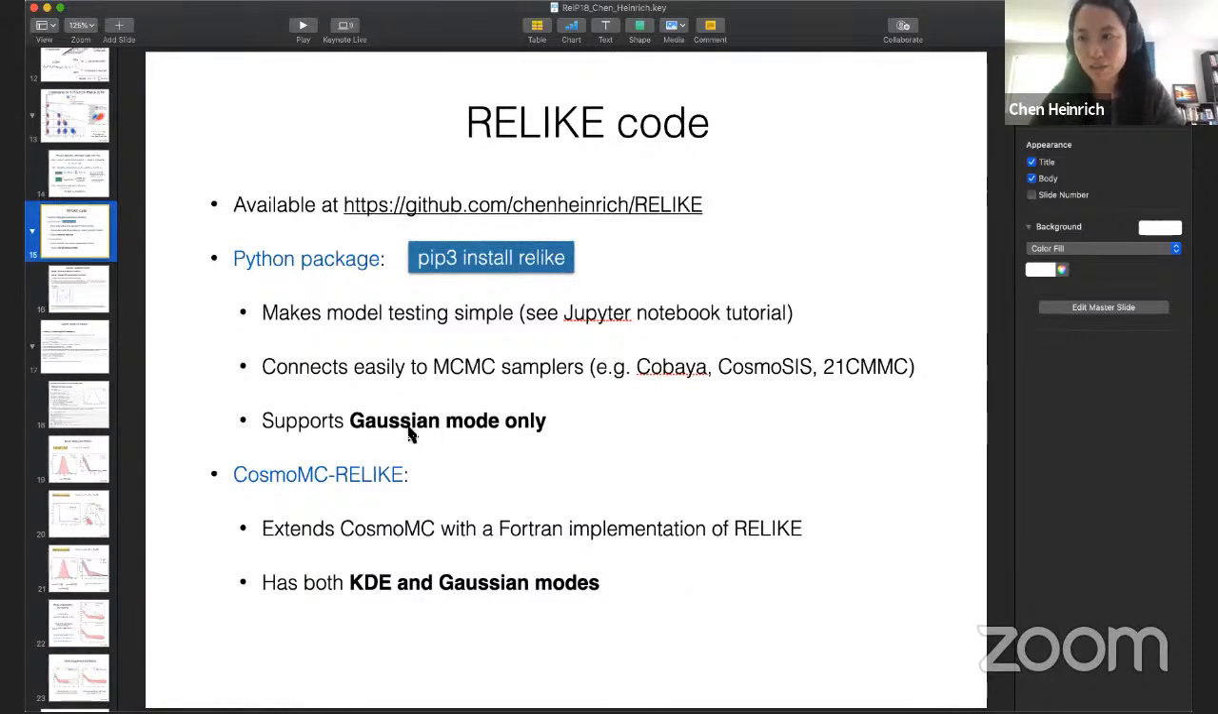Python package has only the Gaussian mode, while the Cosmo MC version has both. But as I'll show, they actually both work pretty well in terms of reproducing results from an exact MCMC with the full likelihood code.